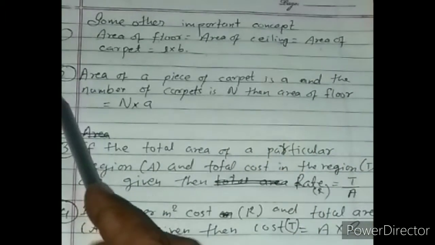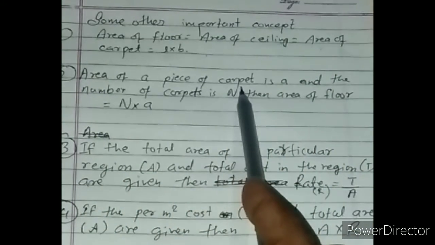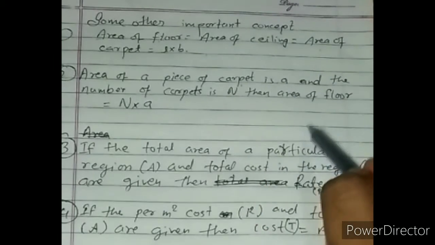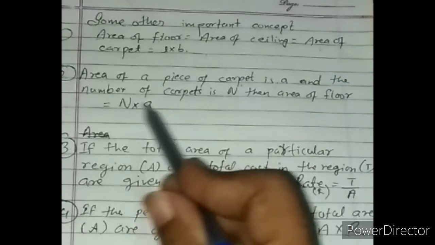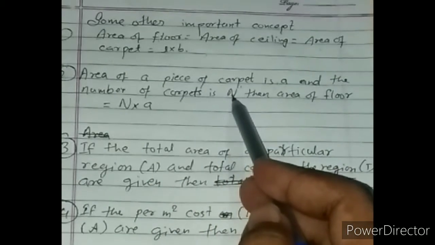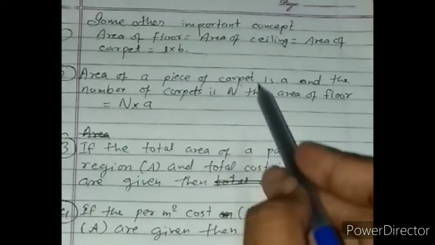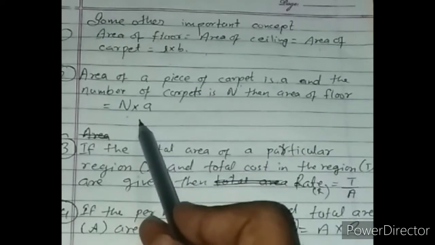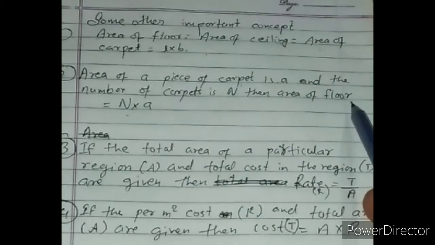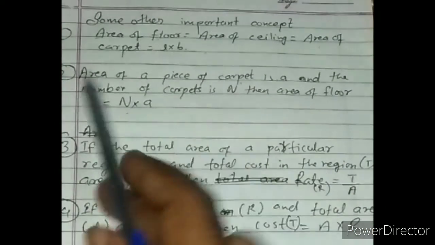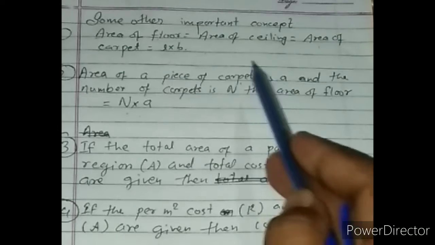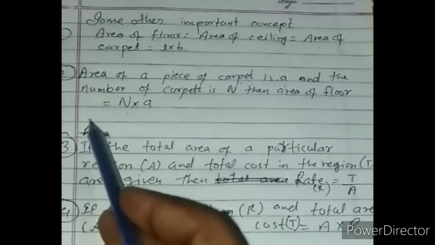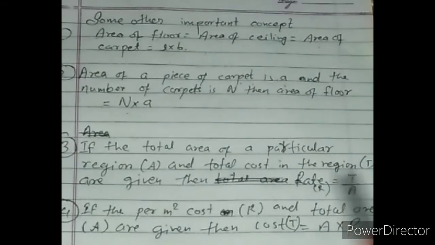Similarly, if the area of a small piece of carpet is A and the number of carpet pieces n is given, not the total area of carpet, then you can find the area of floor by using n into A. While doing exercises you will understand this clearly. If the area of one piece of carpet and the number are given, we can find the area of floor also, n into A.